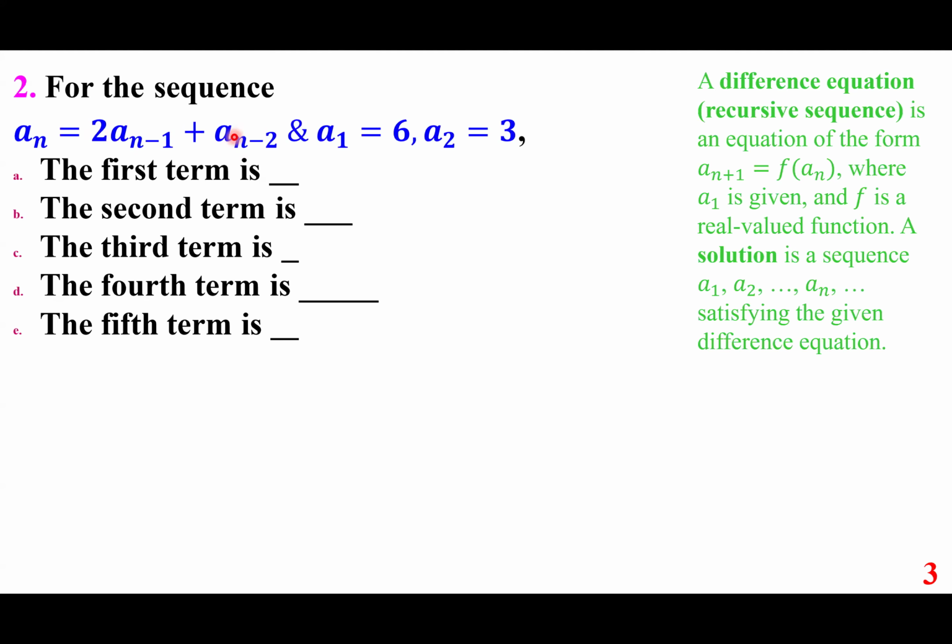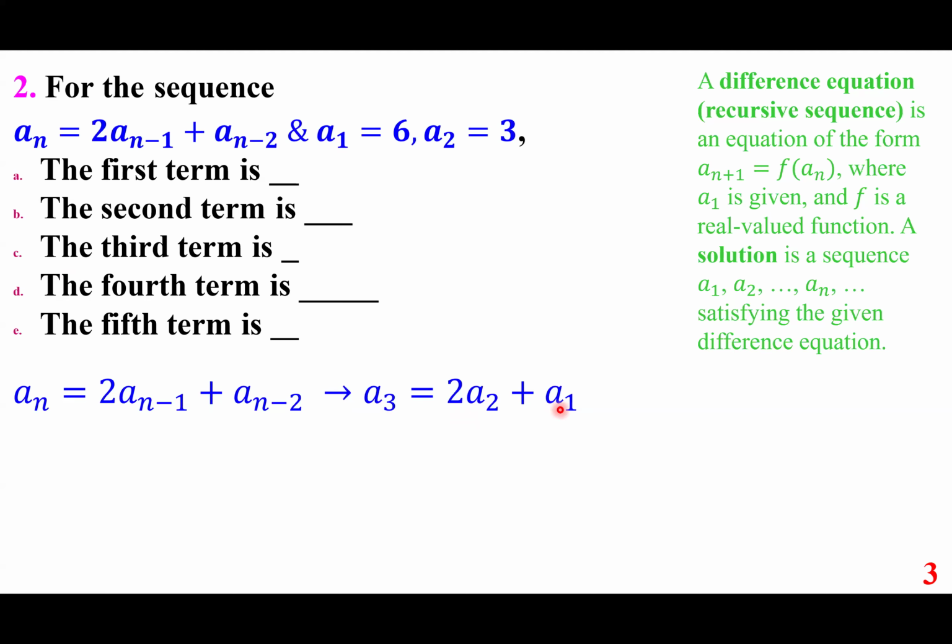So here's the definition first. A difference equation, also known as a recursive sequence, is an equation of the form a sub n plus 1 is f of a sub n, where a sub 1 is given, and f is a real valued function. A solution is a sequence, a sub 1, a sub 2, all the way to a sub n, satisfying the given difference equation. So when a sub n is this, and we have a sub 1 and a sub 2, we want a sub 3. So 2 times the one before that, a sub 2, and then the one before that.